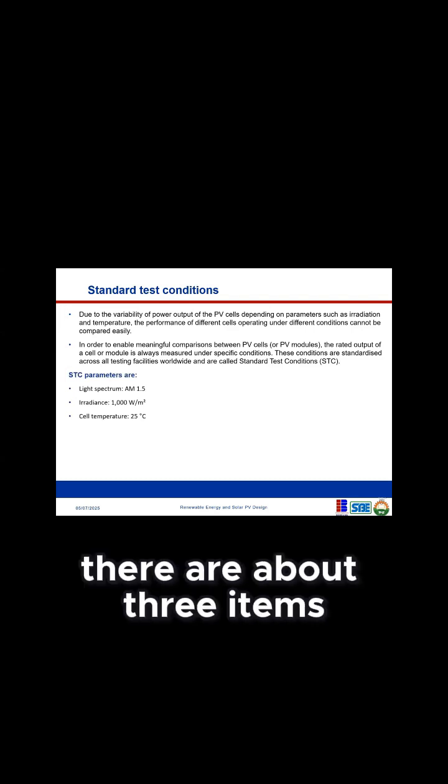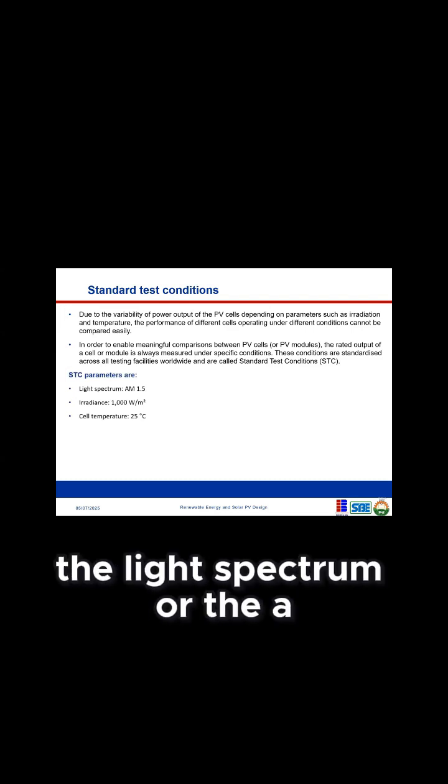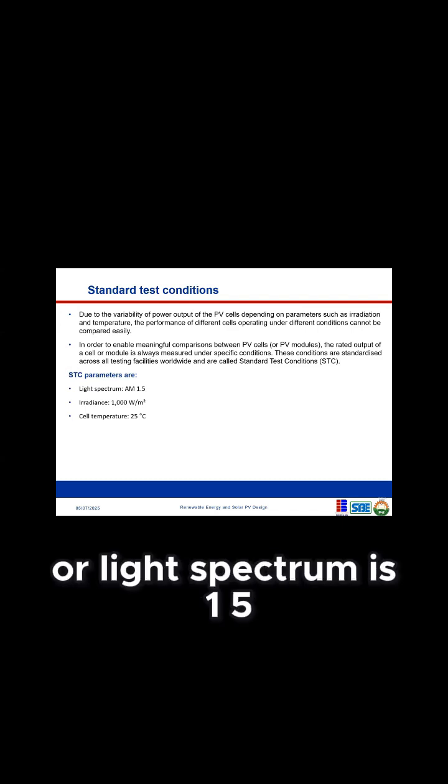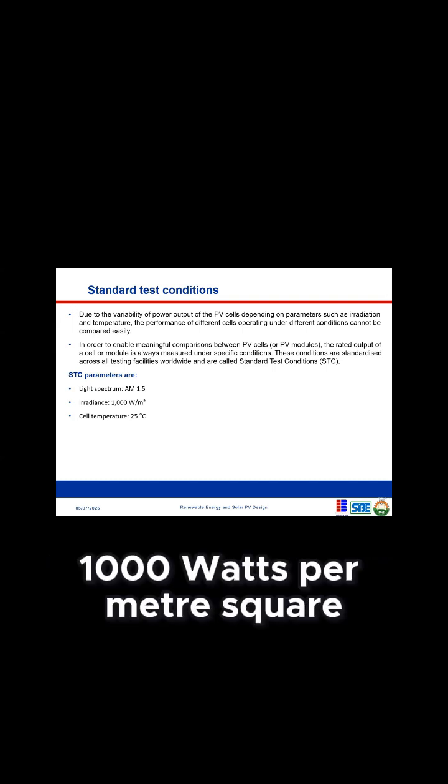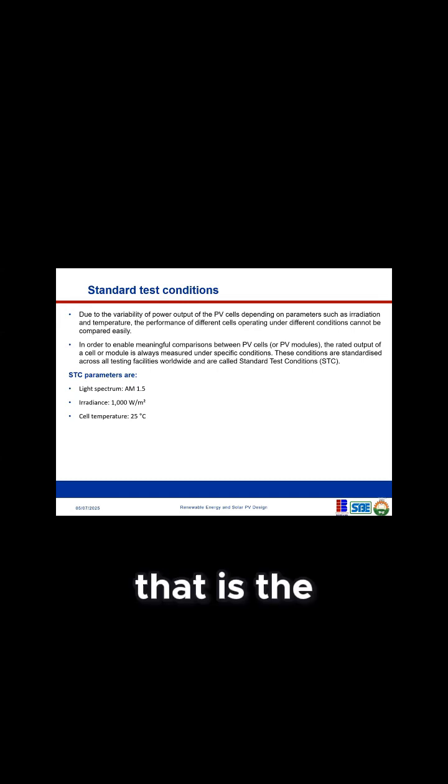Now, there are about 3 items. One of them is the light spectrum, or the AM. The AM is like air mass or light spectrum, and it's 1.5. And then you have the irradiance. The solar panels are tested at 1,000 watts per meter square. That is the standard test condition before they can be said, okay, this is a 300 watt solar panel. And there's also a temperature.